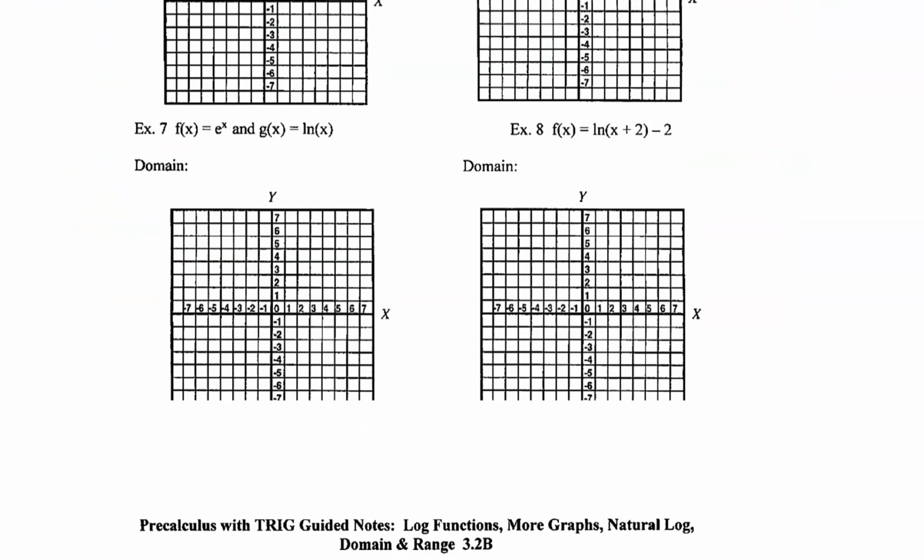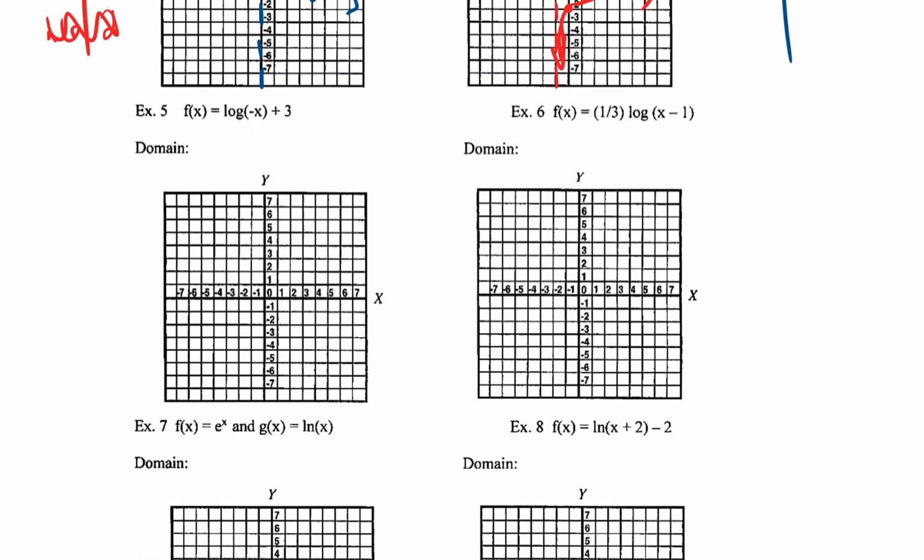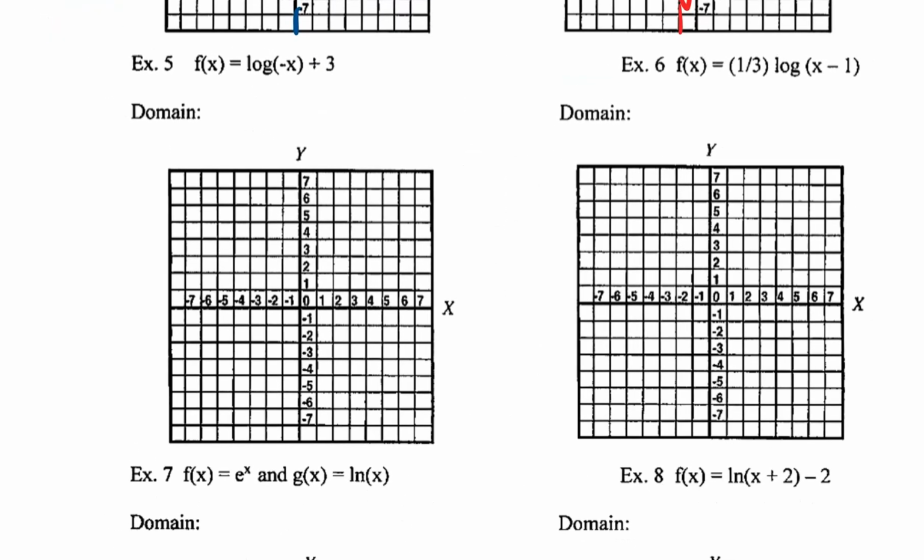Couple more, let's see, 4 more. So this one has a couple interesting things going on. There is no base written, which means we automatically assume that the base is 10. So I'm going to convert to exponential form first. It's going to be 10 to the y power equals x. We're ignoring the negative and the shift on the end for now. We'll deal with that in a little bit. So it's going to be 10 to the y power equals x when I convert to exponential form.